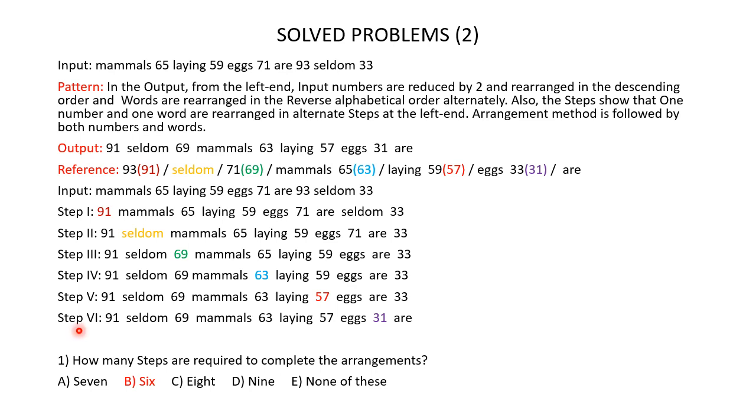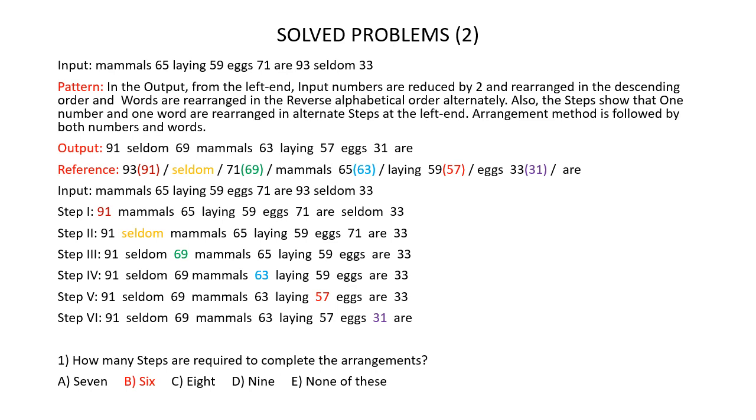So for step 6, write 91 seldom, 69 mammals, 63 laying, 57 eggs in the same order as in step 4. Write 31 in the 9th position from the left end in step 6. The remaining element in step 5 is R. Write R next to 31 in step 6.